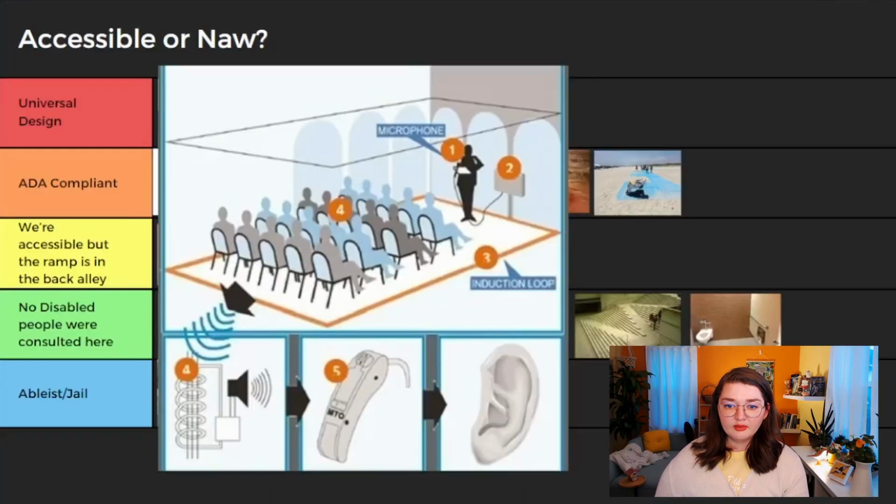Okay, we've got two more. Okay, so this is a diagram depicting how a hearing loop system works. That's basically for people who use hearing aids. It's a system that if they go to a presentation or live theater performances, they can connect their hearing aid to it and they can better hear the performance or the presenter. I think that this is great.